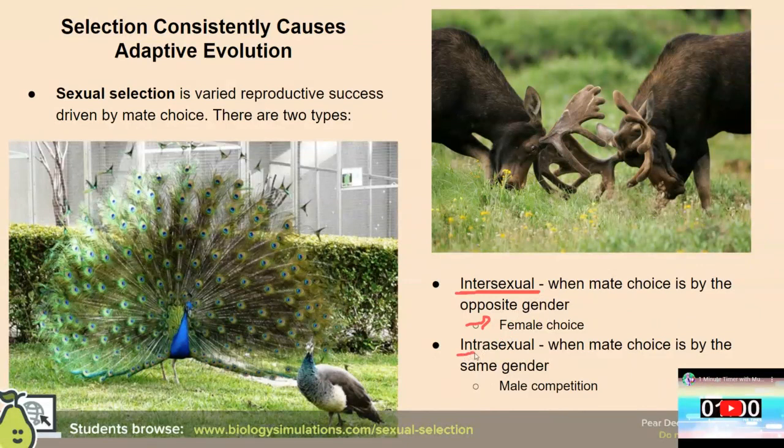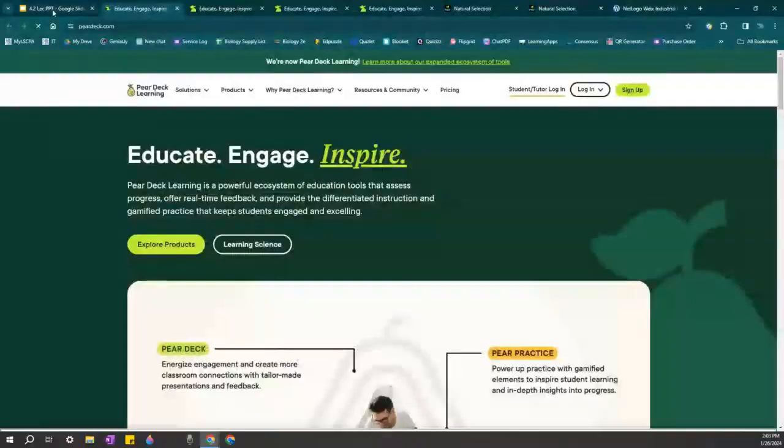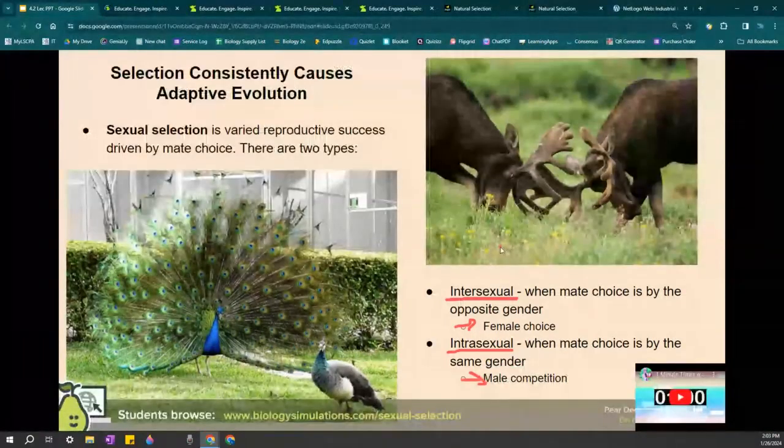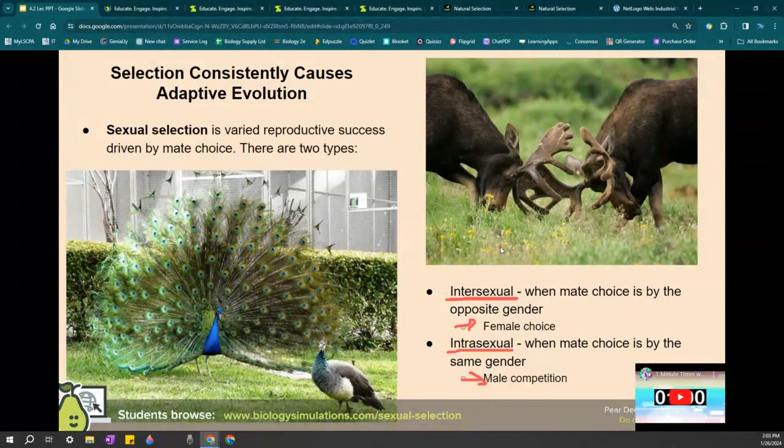Now, there's also something called intrasexual, where a member of its own gender is going to make the mate choice. This is usually driven by male-to-male competition. It could be female-to-female competition, such as three-toed sloths, where the female operates within a territory and will kick out other females in that territory. In that case, the female is selecting her territory, and the male could enter her territory, but she is competing with other females for that mate selection.